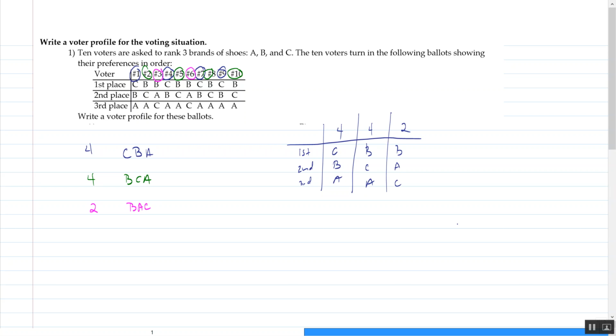So the other thing we can do, like I said, this is how we're used to seeing it. Rather than writing it as first, second, and third, we might go ahead and write it as C is greater than B is greater than A. And then we had 4 of those. And then we have 4 people who also ranked B greater than C greater than A. And then lastly, we have 2 voters who ranked them in the order of B greater than A greater than C. And so like I said, they all give the same information. It's just a matter of rewriting it.